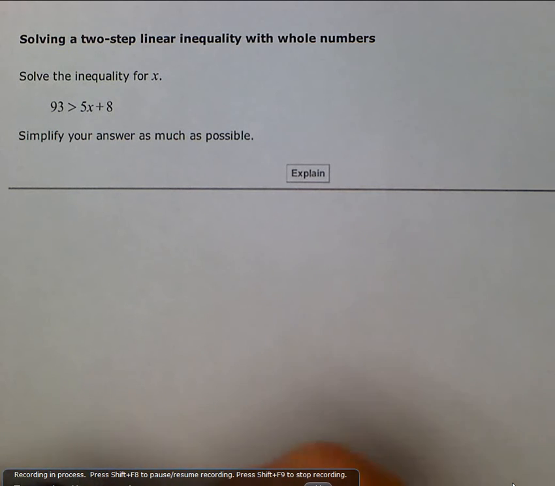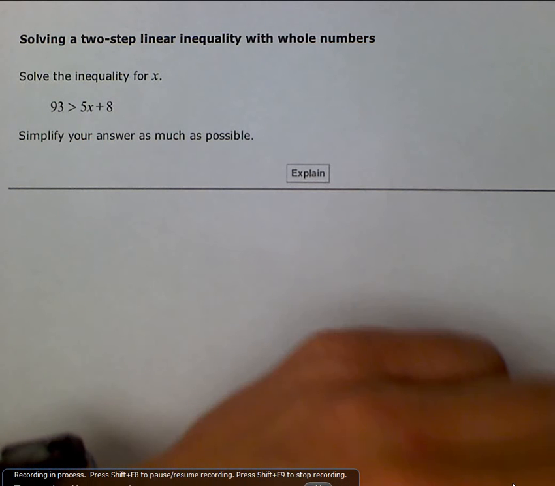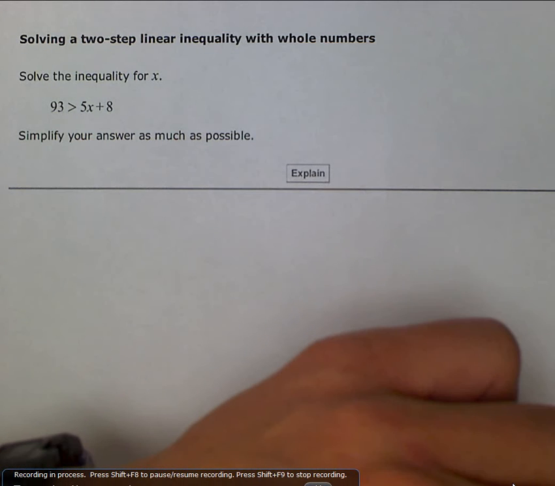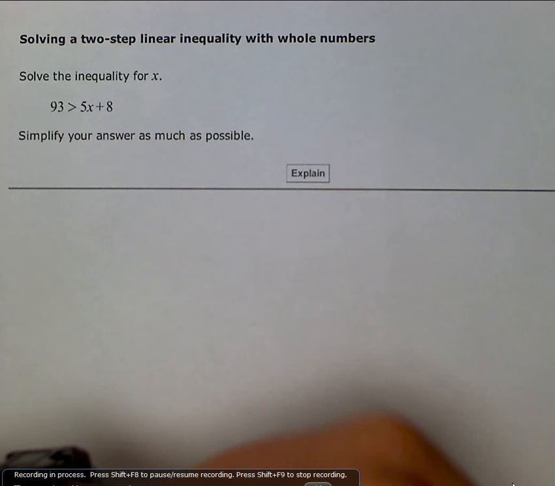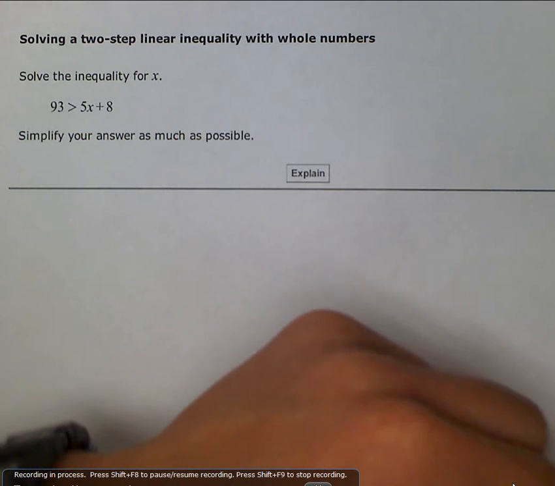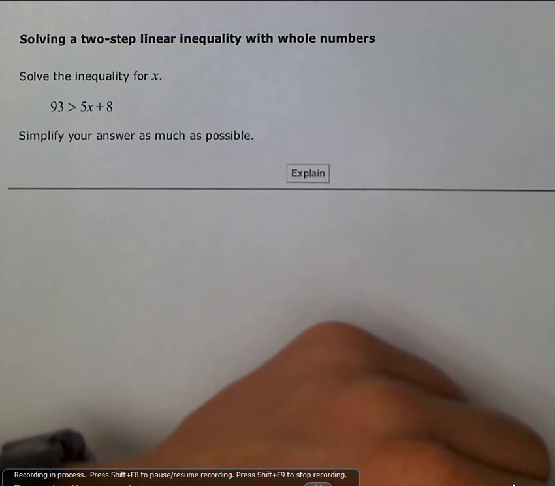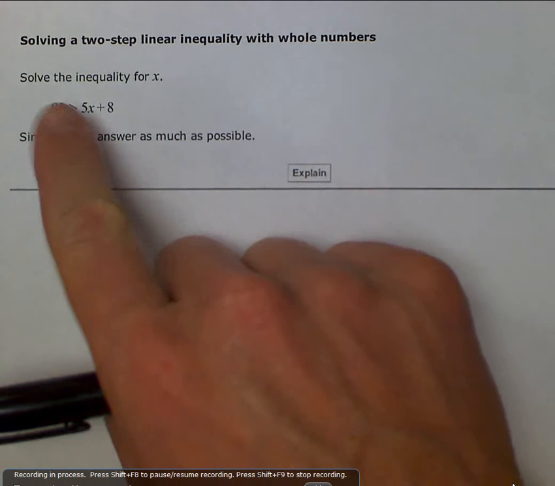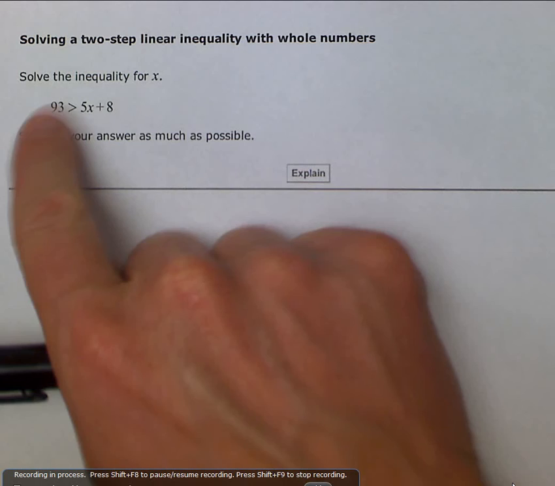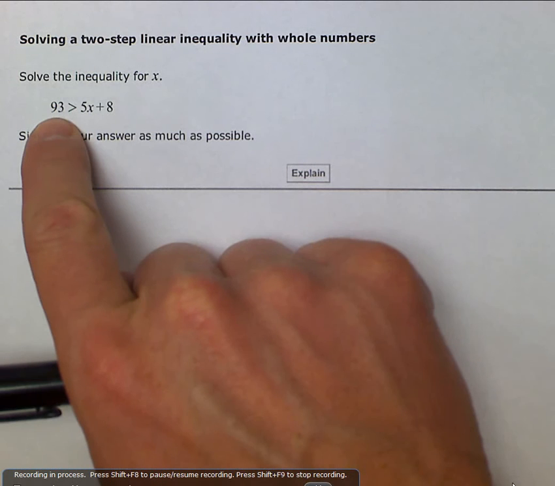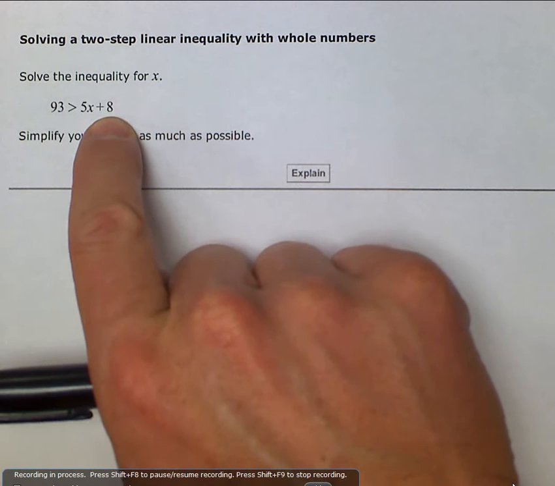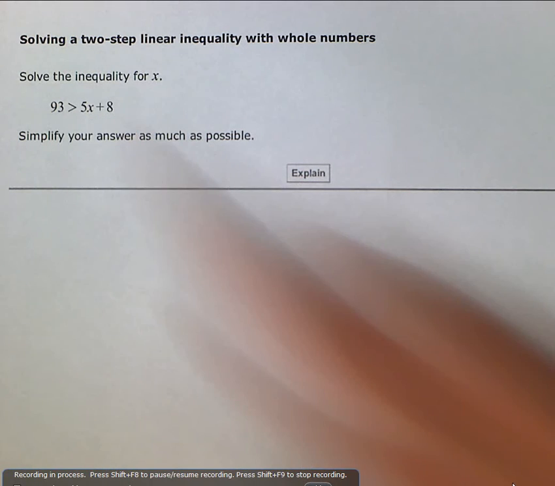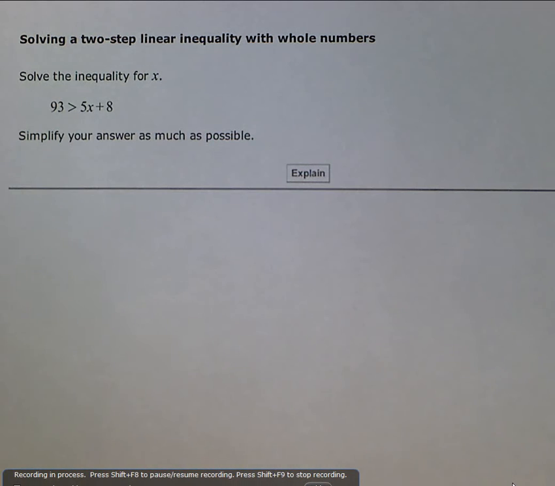So it's going to follow all the same rules of solving a linear equation, where we just isolate the variable by using opposite operations. So first I would want to simplify both sides of our inequality. Well, 93 doesn't need to be simplified any more than it is. 5x and 8 are not like terms, so this can't be simplified. So I can immediately go to opposite operations.